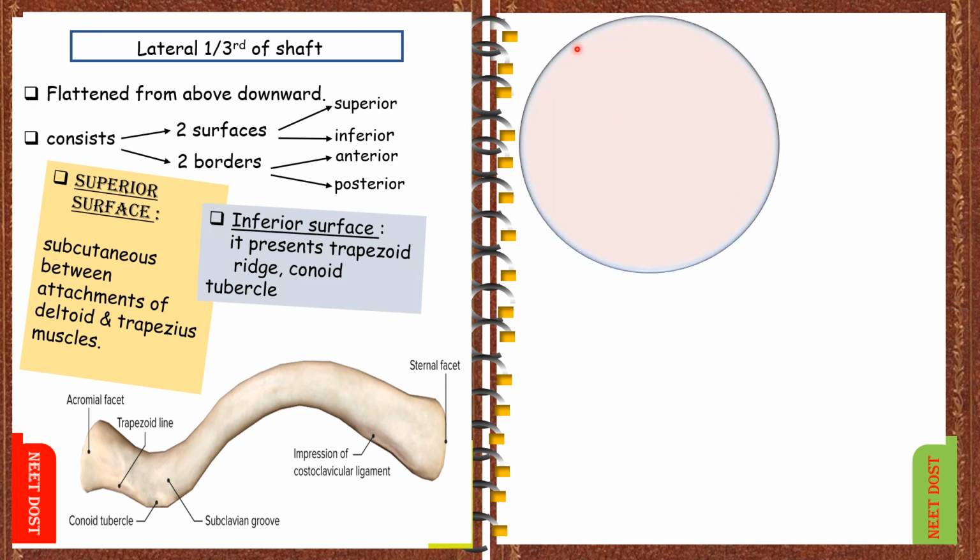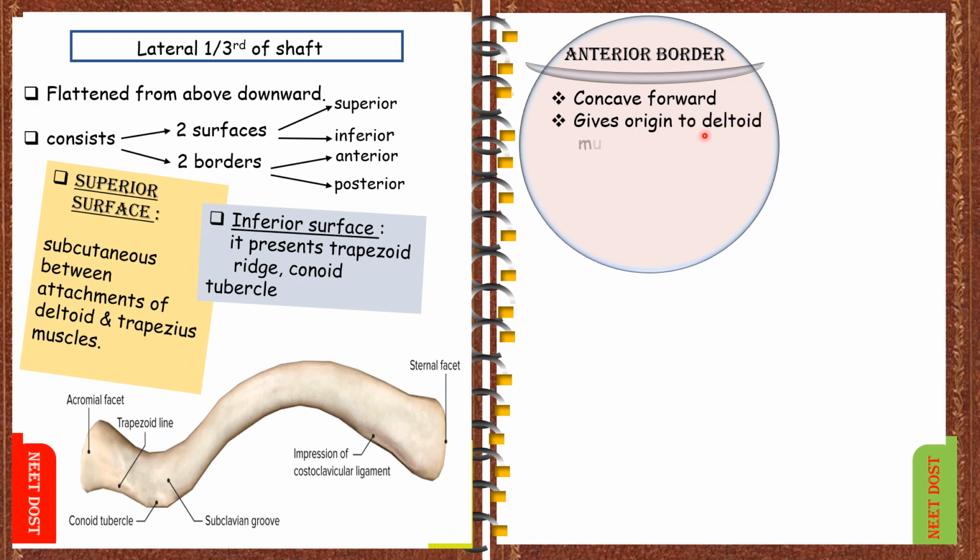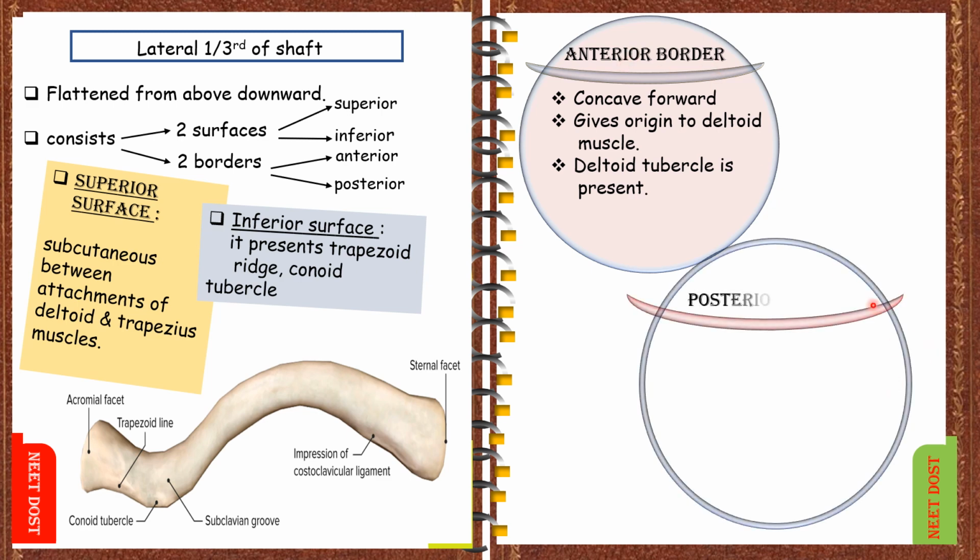Now let us discuss the anterior border of clavicle. This anterior border is concave forward and gives origin to the deltoid muscle, and the deltoid tubercle is also present on the anterior border of clavicle. Coming to the posterior border, it is convex backward, and the trapezius muscle gets inserted here.